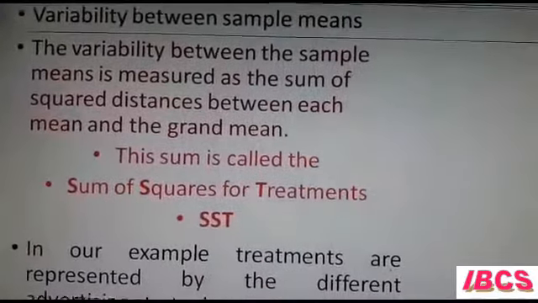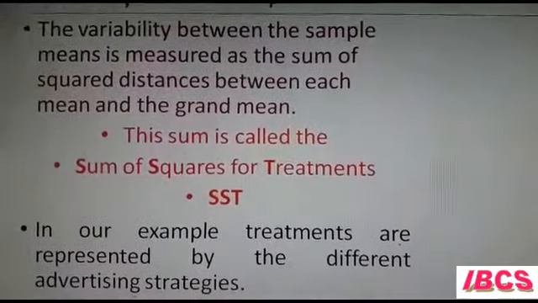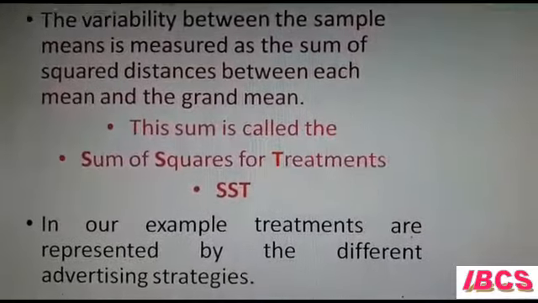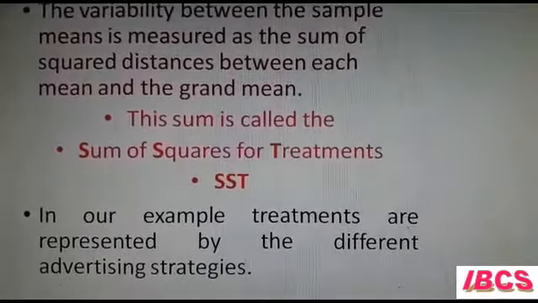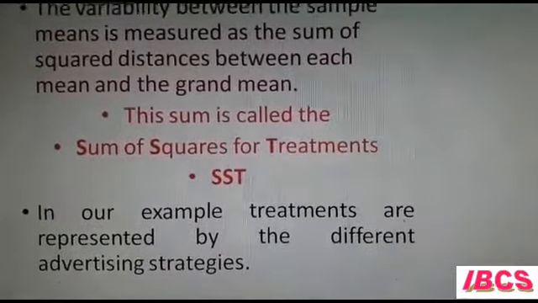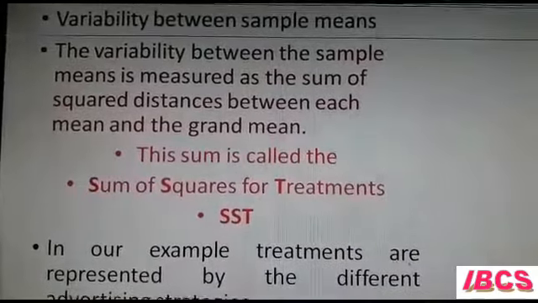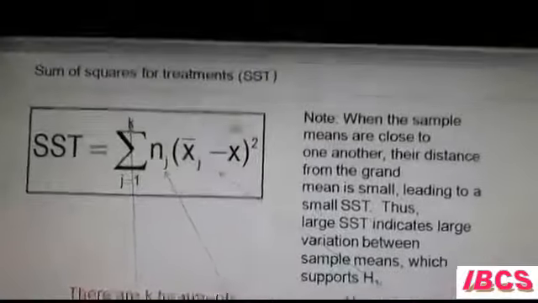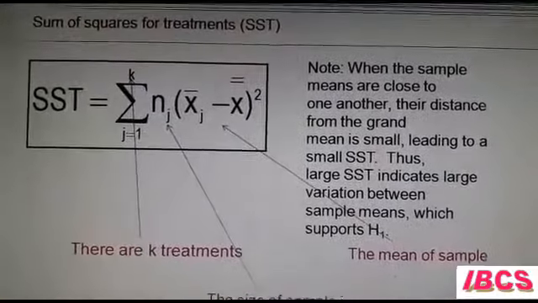The variability between samples, that is, the variability between the sample means, is measured as the sum of the squared distances between each mean and the grand mean, and this sum is called the sum of squares for treatment, SST. In our example, treatments are represented by the different advertising strategies. This is how the sum of squares for treatments will be calculated.